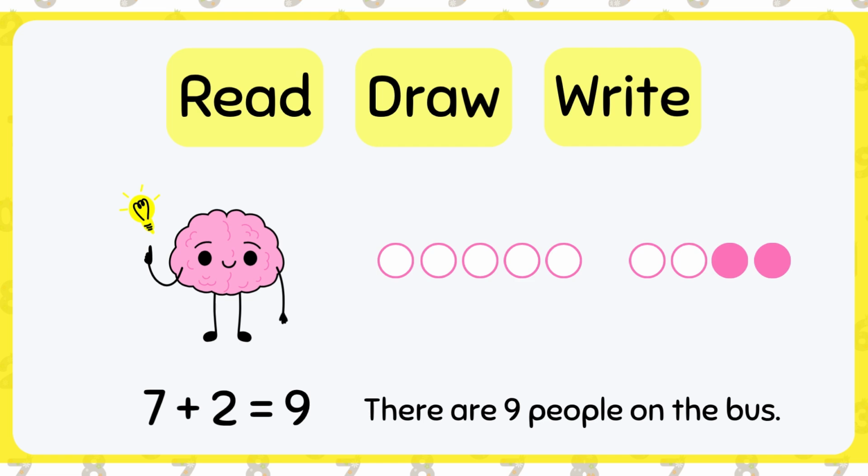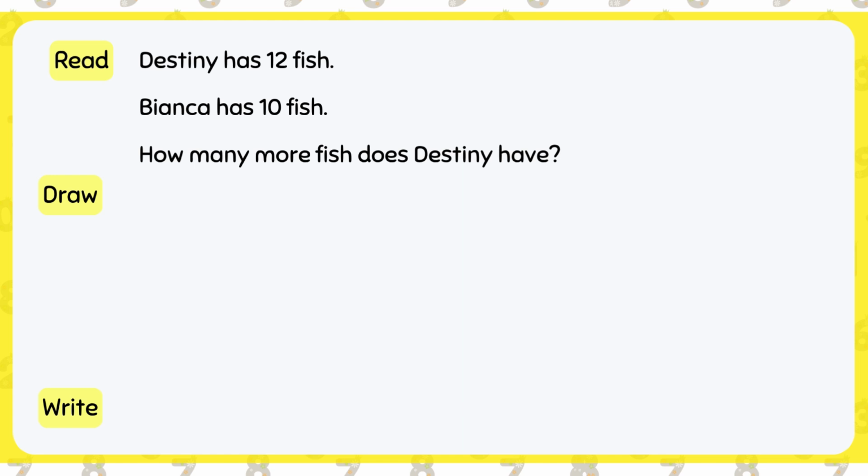So here we go. So if I am going to have this word problem, I'm going to start by reading. So good listening ears as I read the problem. Destiny has 12 fish. Bianca has 10 fish. How many more fish does Destiny have?